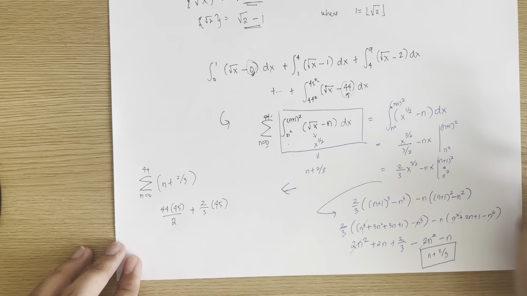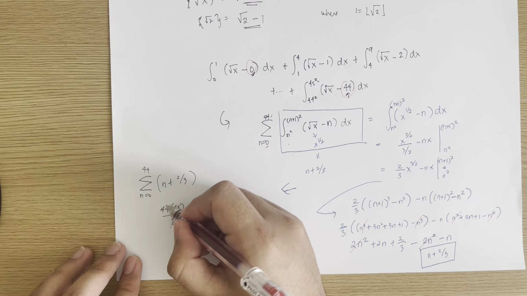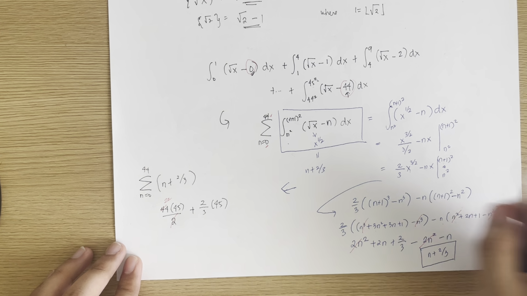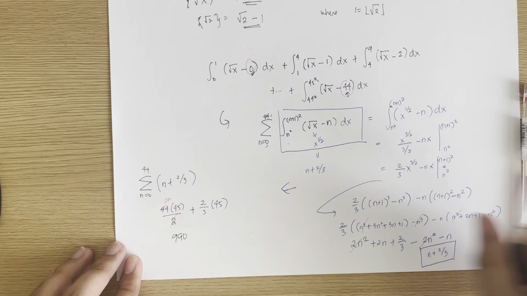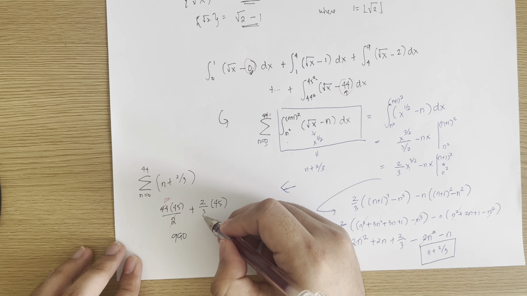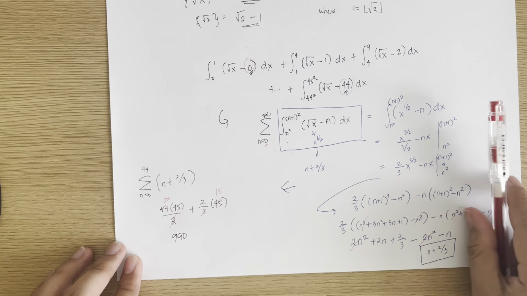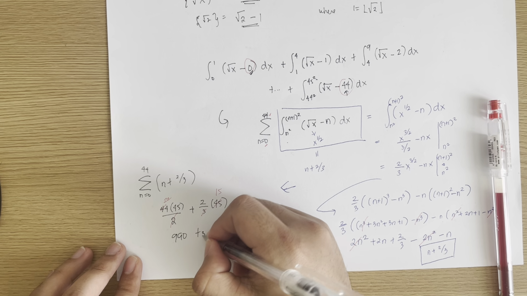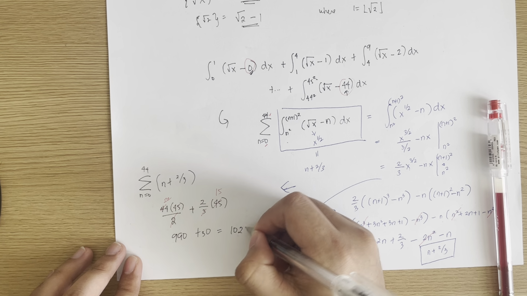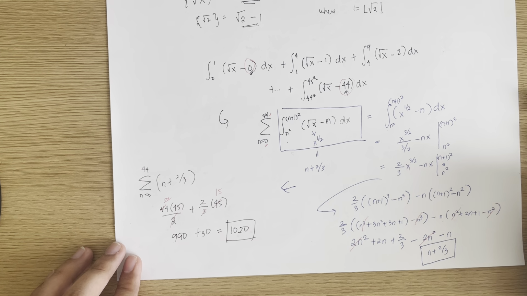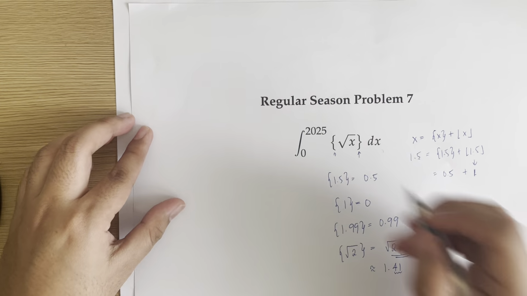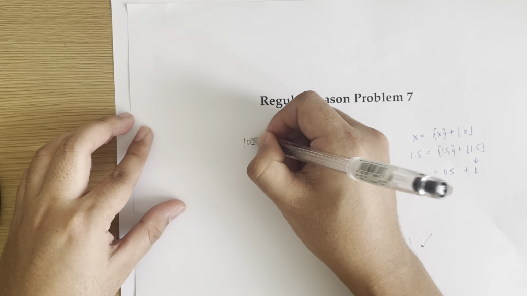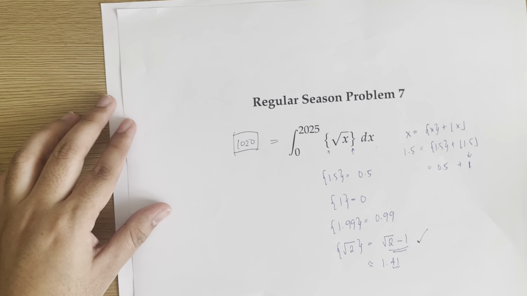So you just simplify this. This is 22. So 22 times 45 is 990. And then this one, cancel the 3. This is 15. 15 times 2 is 30. So the answer is 1020. So therefore, this integral right here is equal to 1020. And that's our final answer.